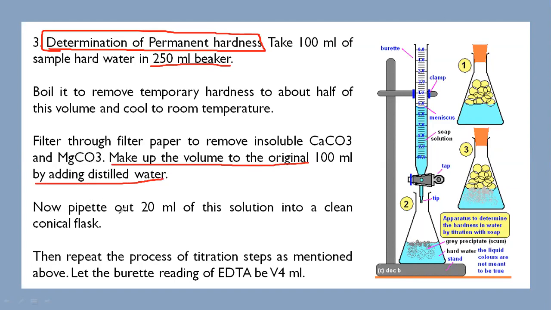Now pipette out 20 ml of this solution into a clean conical flask. Then repeat the titration steps as mentioned above. Let the burette reading of EDTA be V4 ml. Suppose the volume consumed is V4 ml. Now we can do the calculation.